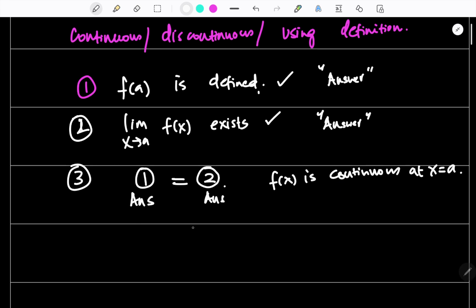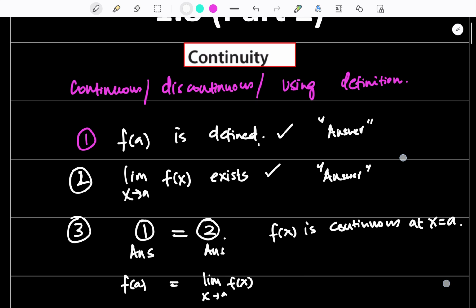What do you mean by the first one? The first one is f of A. What do you mean by the second one? Limit x goes to A, f of x. If these two answers are the same, then we say that function f of x is continuous at the point x is equal to A. Clear, all of you? So this is the definition of a continuous function.